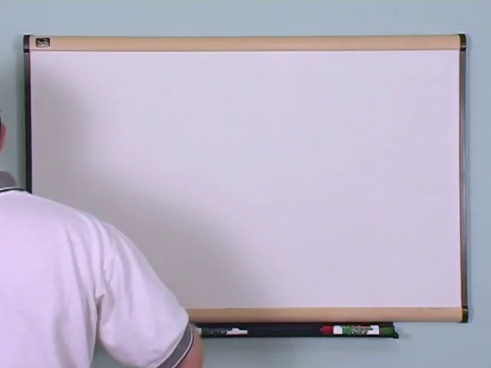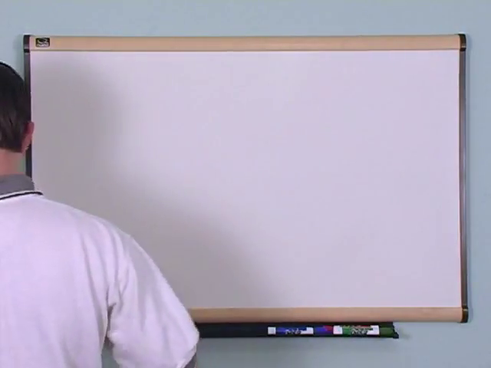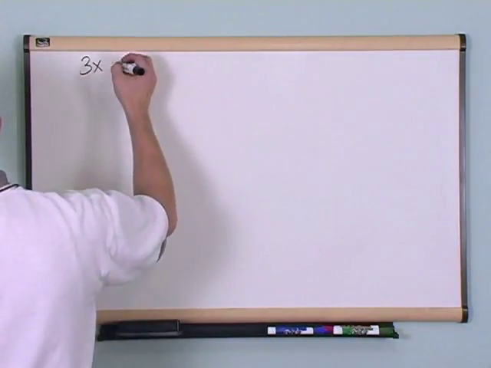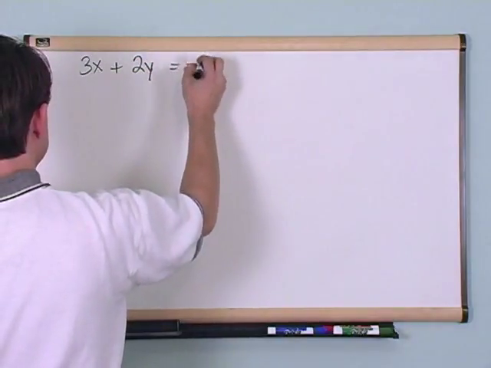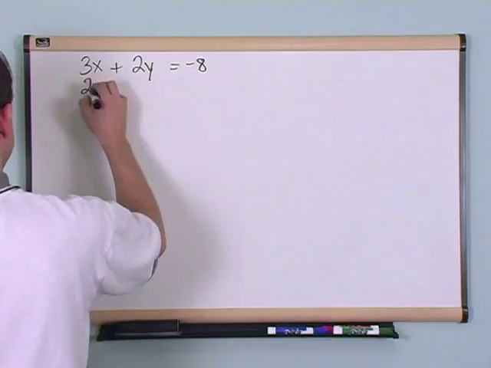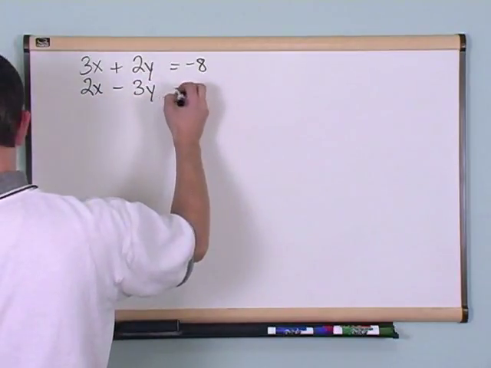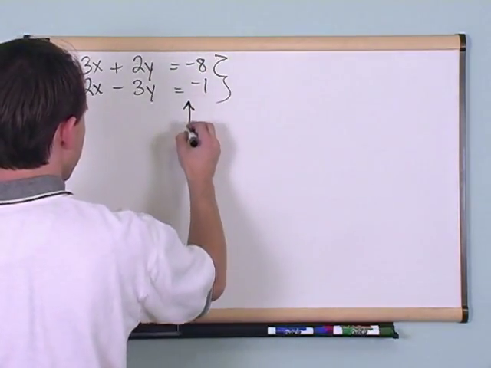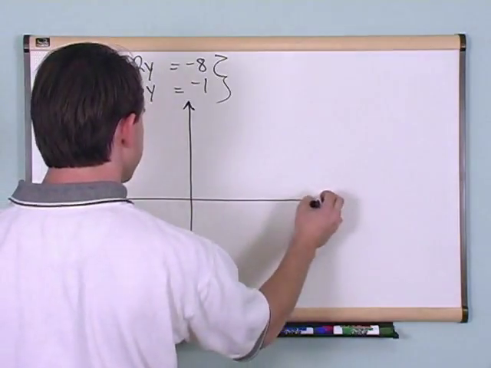Okay, we'll move on into one that's just a little bit more complicated. Not too much more complicated, but a little bit more challenging. Let's say we have 3x plus 2y equals negative 8, and 2x minus 3y equals negative 1. This is the system of equations that I would like to plot, that I would like to solve.